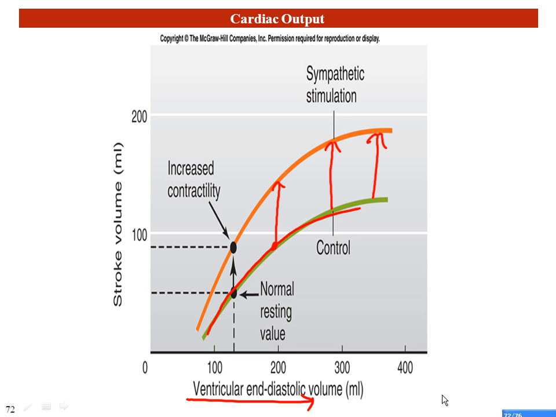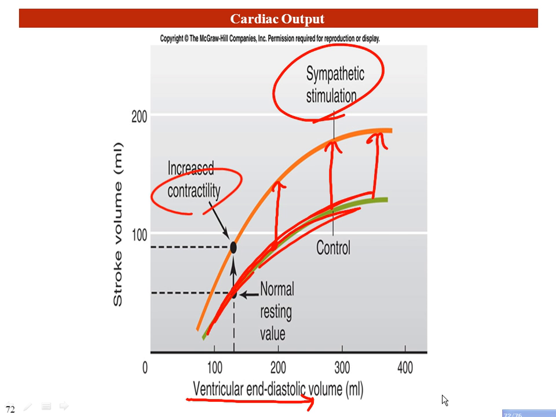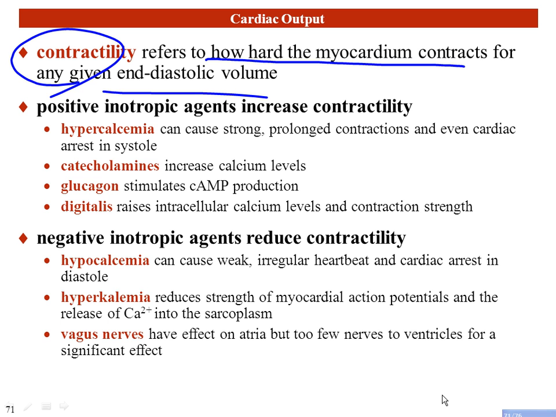Okay, so a good example is sympathetic stimulation. Sympathetic stimulation can increase the force of contraction beyond its normal line here. And when you increase the force of contraction beyond the normal line here, beyond the Frank-Starling line here, that's called contractility. Okay, so we look at some agents that can increase contractility.